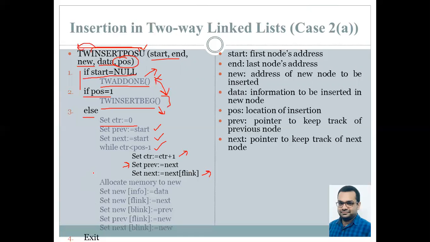After exiting out of the while loop, we will allocate the new memory dynamically. We will initialize this info part with the data value. We will assign its forward link as the address of the next. We will assign its backward link with the address of the previous, and then previous forward link will be made equal to new and next backward link will be made equal to new. So these four statements are responsible for inserting the node at the appropriate location inside the two-way linked list by the pointer manipulation.